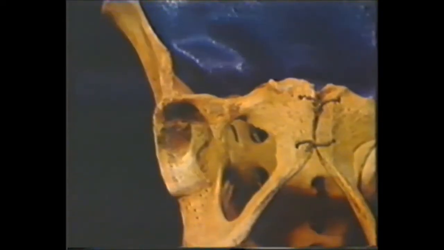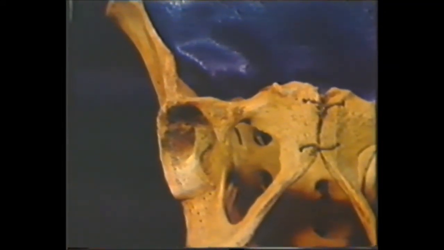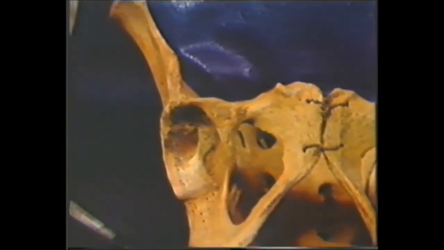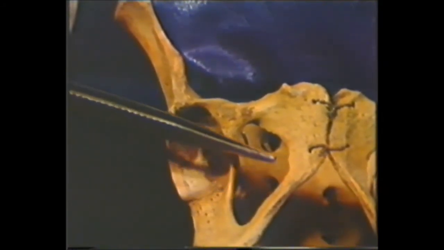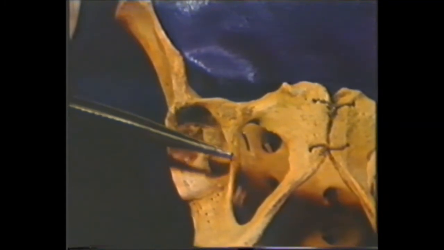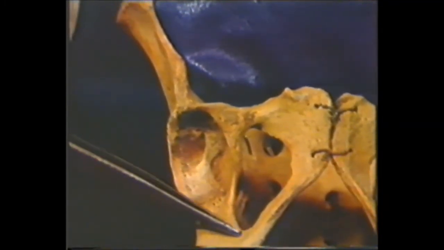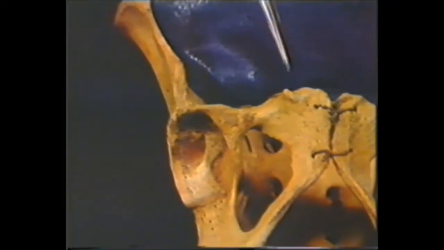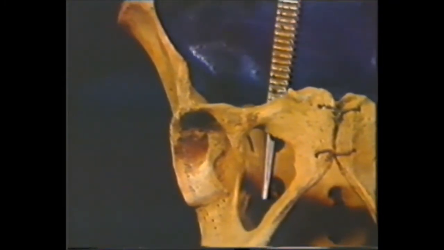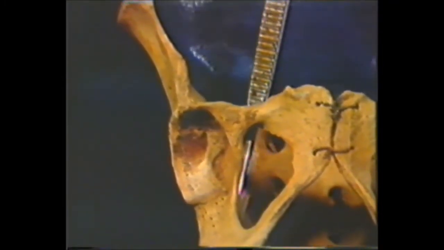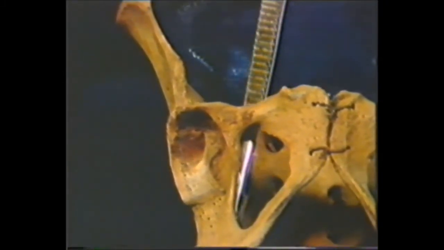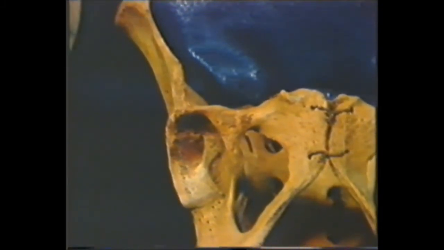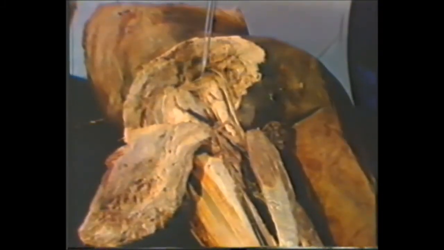Remember that the obturator externus arises from the external surface of the obturator membrane and from the surrounding bone, while the obturator internus arises from the internal surface of the membrane and the surrounding bone. Just below the gemellae lies the quadratus femoris.